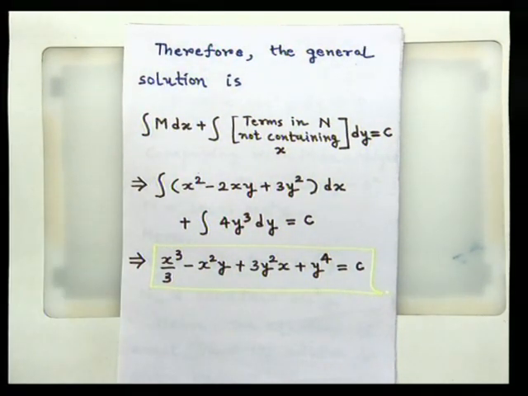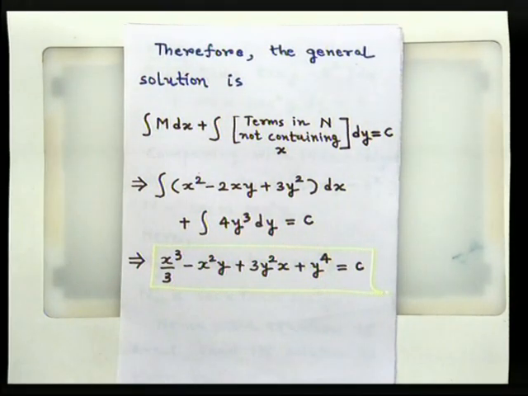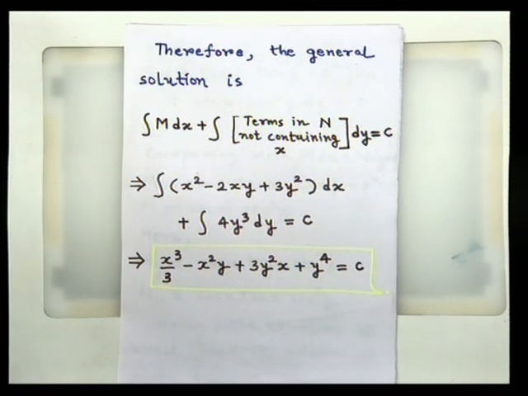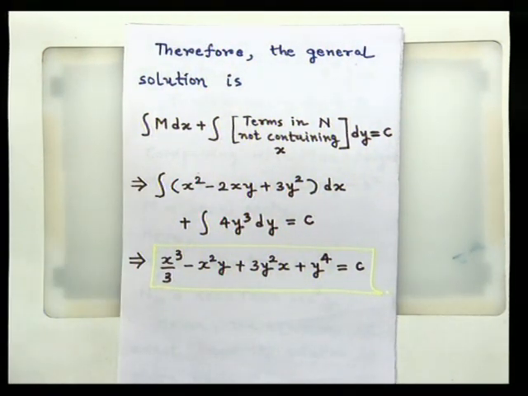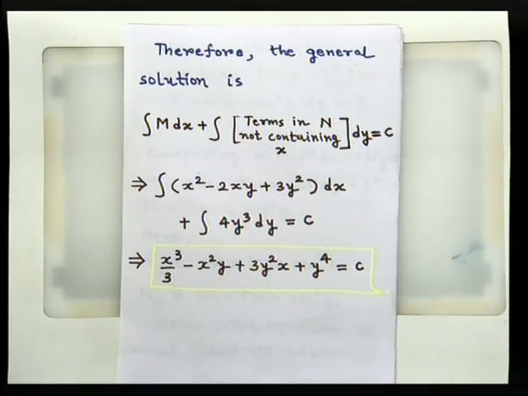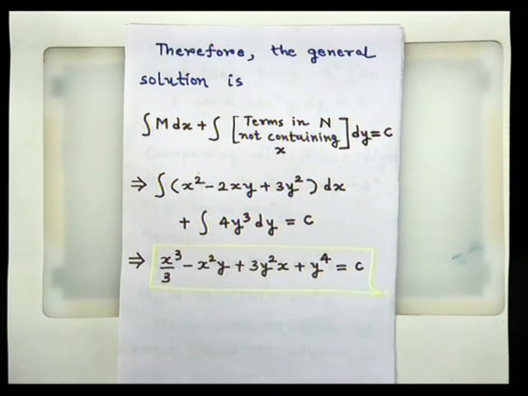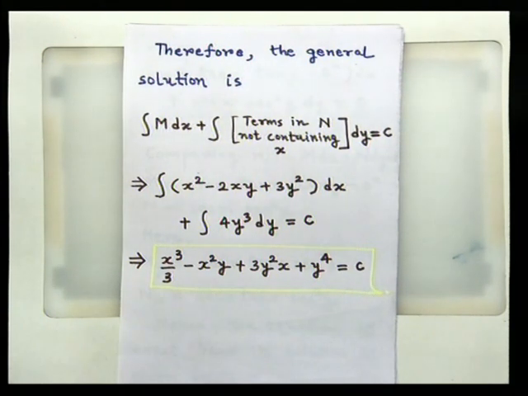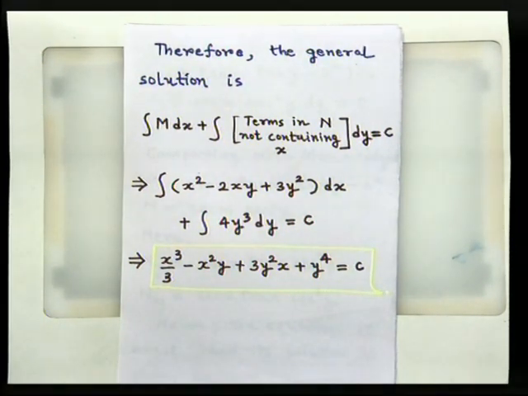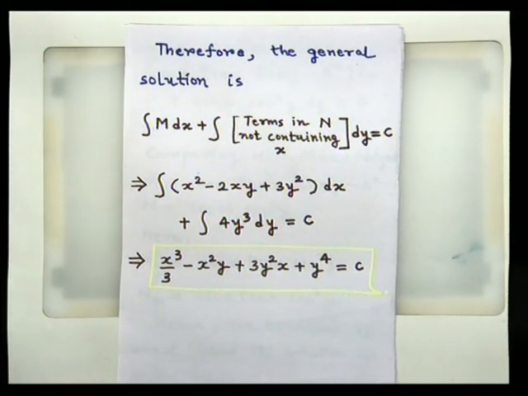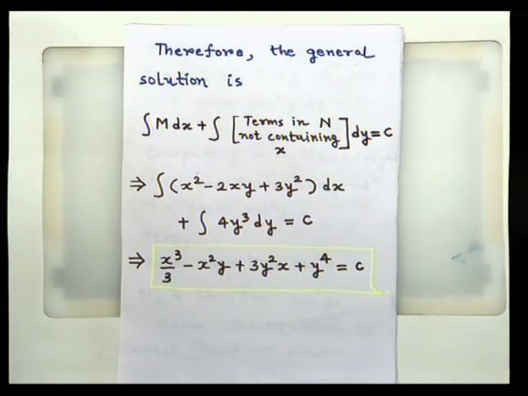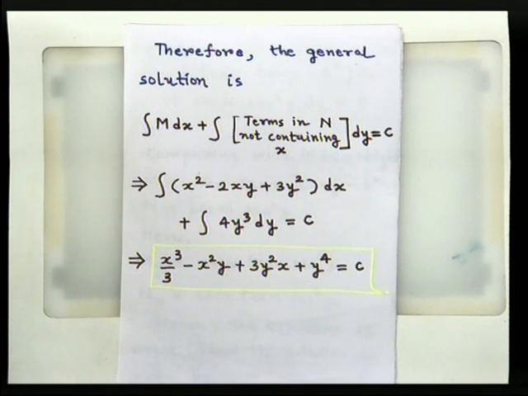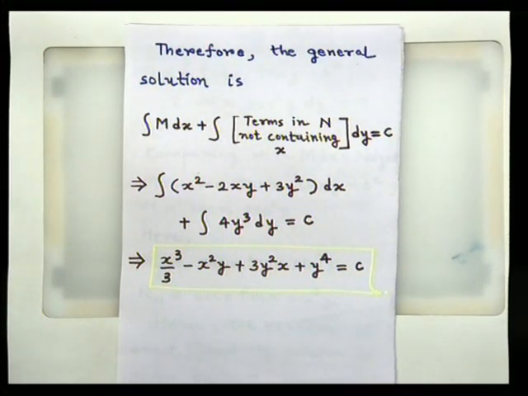So integration of x square with respect to x is x cube by 3, and integration of minus 2xy with respect to x treating y as constant is x square by 2, so it becomes minus x square y, second term in the solution, plus integration of 3y square with respect to x, as we are treating y as constant, is 3y square x, plus integration of 4y cube with respect to y is y raised to 4 by 4, so it becomes y raised to 4 is equal to c. So the general solution of the first exact differential equation is x cube by 3 minus x square y plus 3y square x plus y raised to 4 is equal to c.